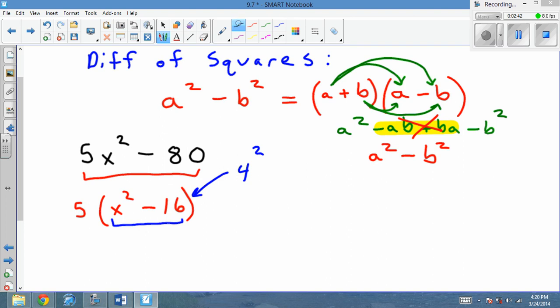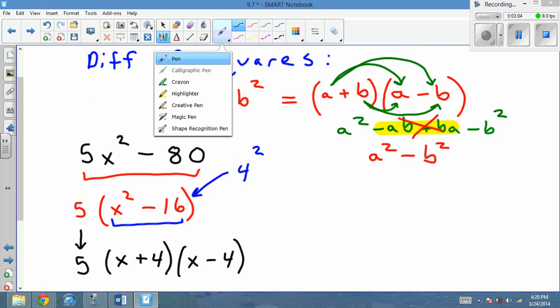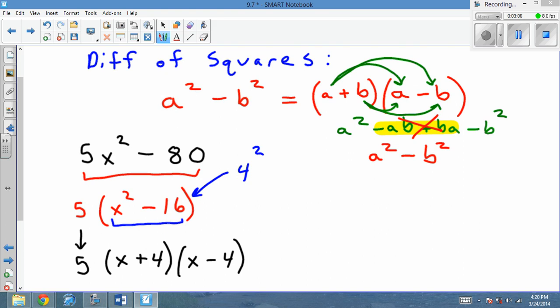So to finish this problem, we need to factor completely. The 5 stays right there. And we're left with base plus base times base minus base, so x plus 4 times x minus 4. So 5 times x plus 4 times x minus 4 is a complete factorization of 5x squared minus 80.